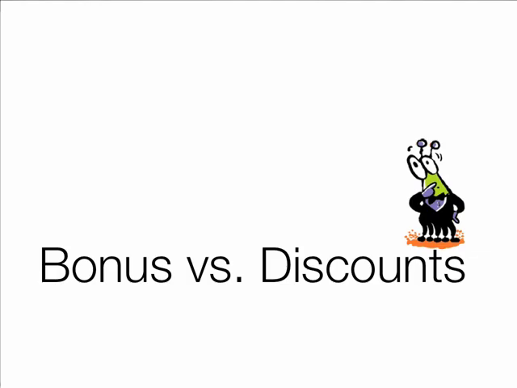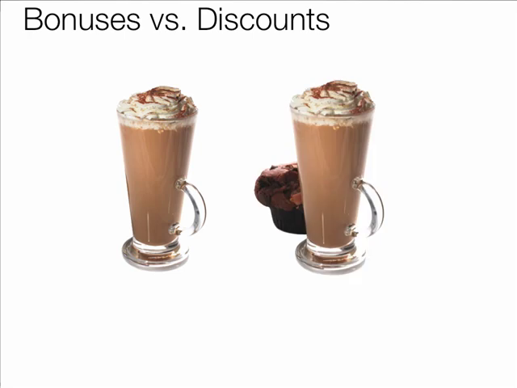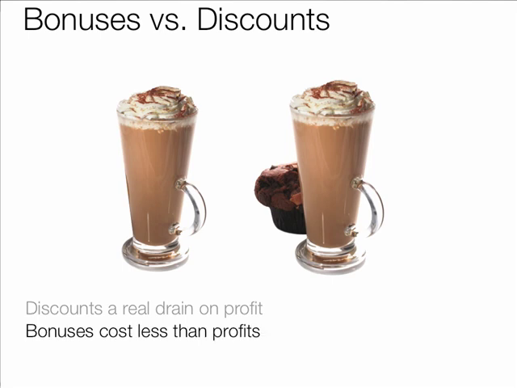The second objection is one of bonuses versus discounts. Lots of people give discounts, and discounts are a complete drain on the money. So here you've got something and you go, oh no, I won't give a bonus, I'll give a discount. What discounts do is they drain the profit. Instantly you're giving away money. So if you give away a 25% discount, you're actually giving away 25% of your profit. Bonuses don't act that way. Bonuses cost less than profit.